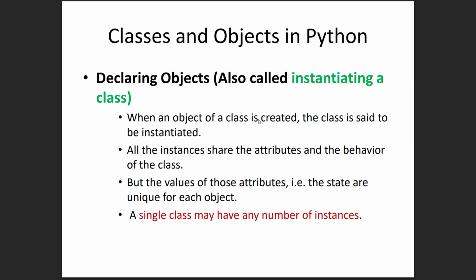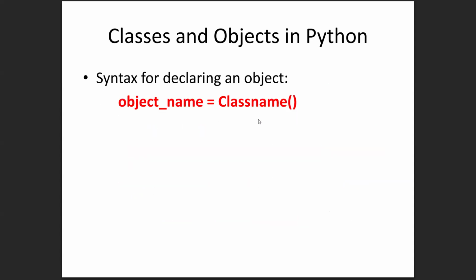It means for a single class, you can have any number of instances. That's why it is called a blueprint of an object. So by using this single class, we can create a number of instances. That's why in the syntax we have seen from statement 1 to statement n. Likewise, we can create any number of instances by using this single class. That is the advantage of this class and object.